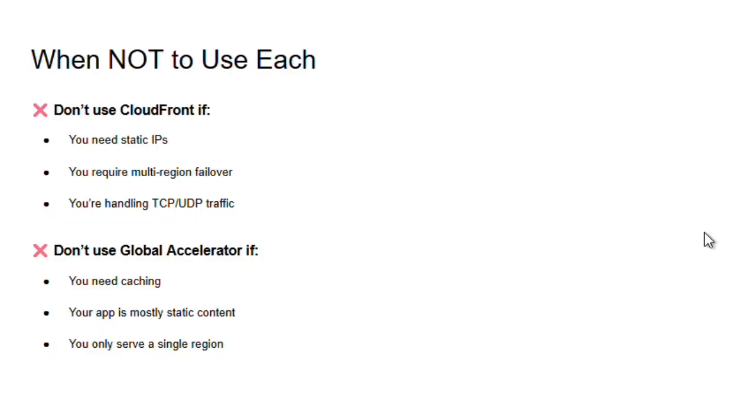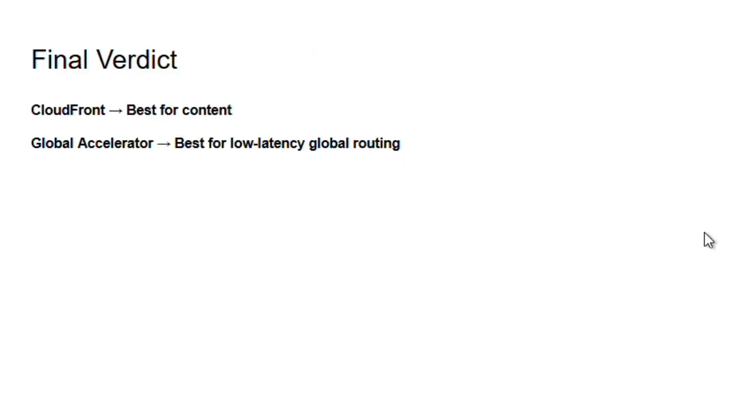Can you use both? Yes. Many companies actually use both. CloudFront improves caching, while Global Accelerator improves routing performance and failover. If you have a large application with global users, combining them makes sense.